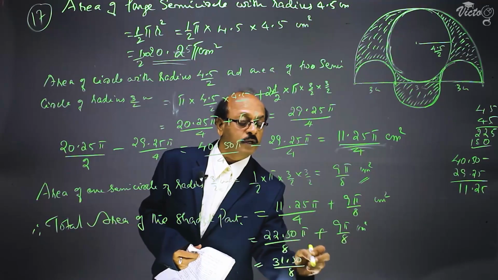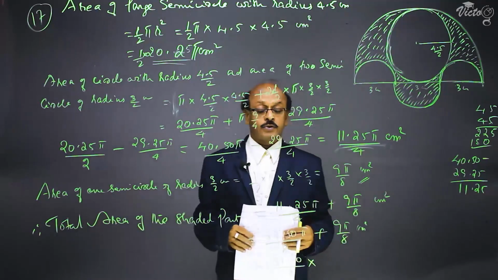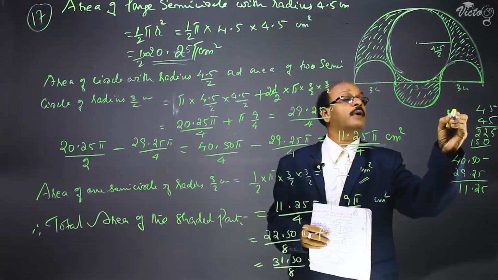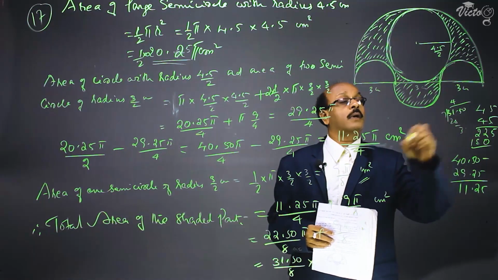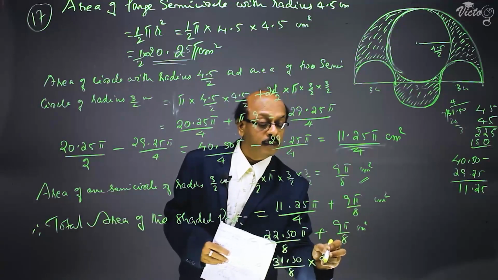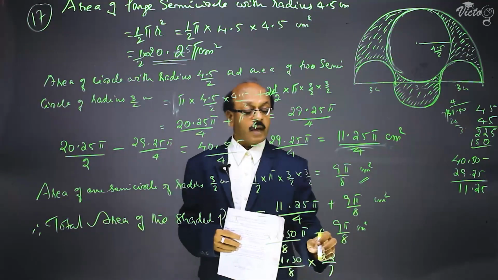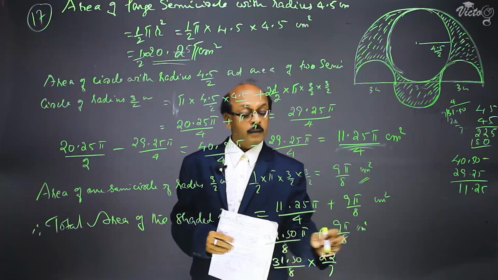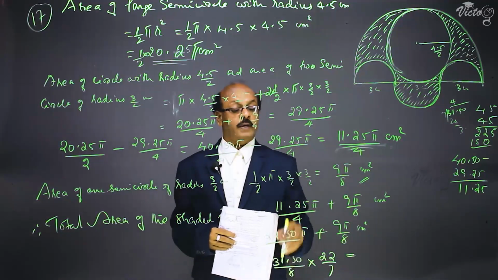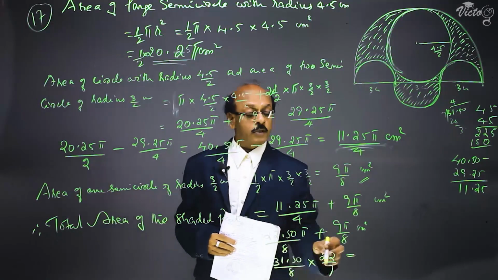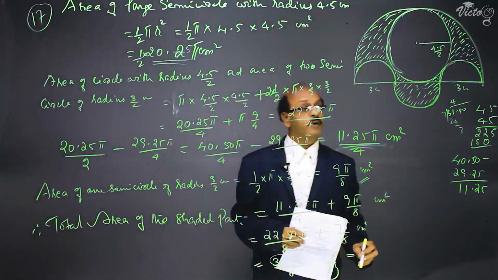31.50 by 8 into pi. We have to use the value of pi as 22 by 7. Is it divisible? 31.50 by 7, 7 4s are 28, 3. Okay. The value of pi, we are giving it as 22 by 7. Now, we can cancel. 22 plus 9, 31.50 by 8 into pi. This 7 and 31.50 can be cancelled.